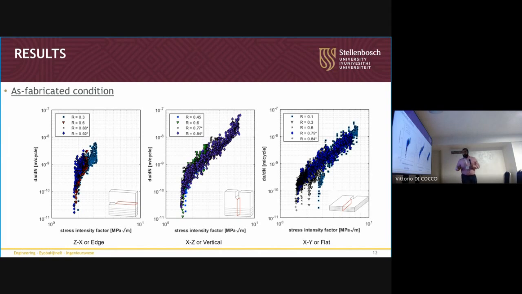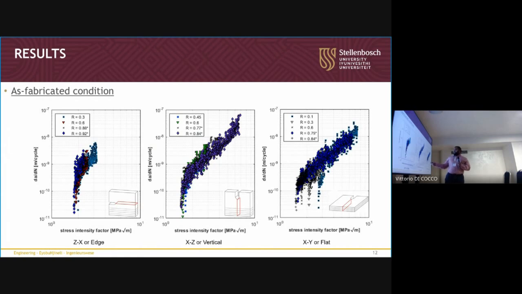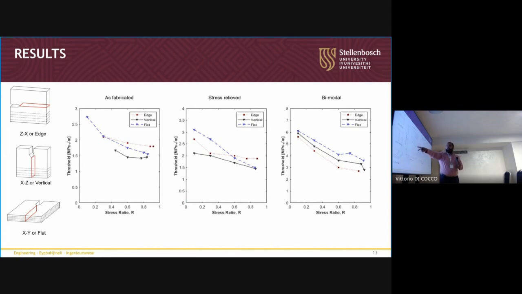Before I get to the specifics as to why, this is just another way of representing that data. This is for all conditions, as well as all three orientations. We're just plotting the threshold versus the R ratio that was tested at. What I was showing over here is that we have quite a large decrease in this one, but not much on these ones. You can see that this flattens out much earlier, the black one and the red one, in comparison to the blue curve, which is the flat orientation.